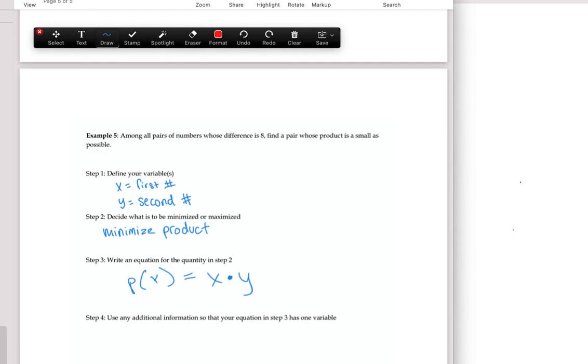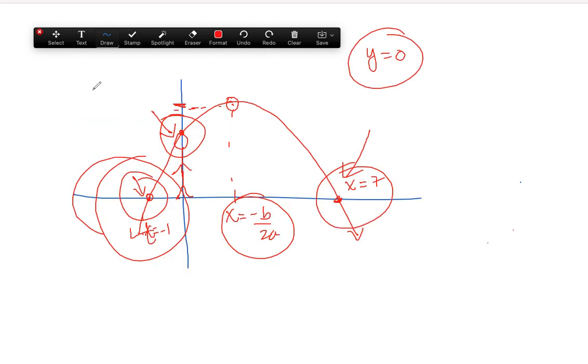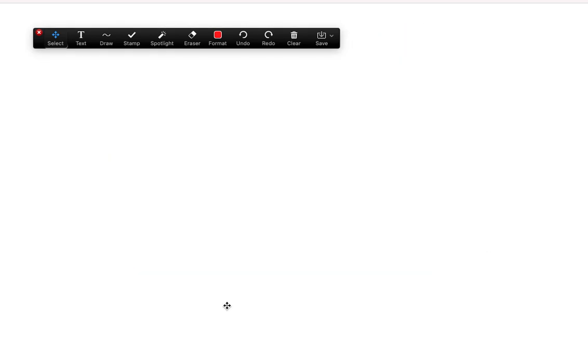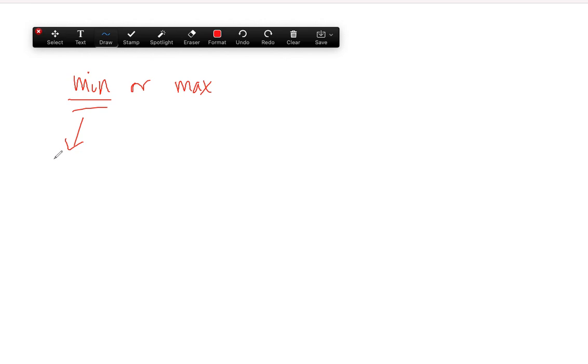Among all pairs of numbers whose difference is 8, find a pair whose product is as small as possible. Okay, so when it's saying as small as possible, is it talking minimum or maximum of a parabola? Minimum. Yes, exactly. As small as possible. That's min. Got it.